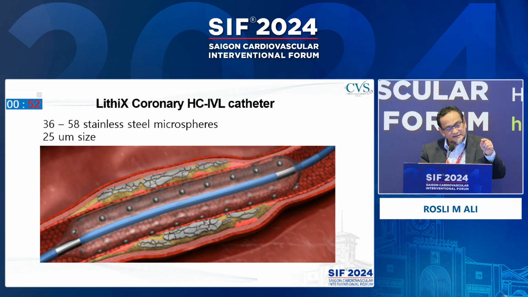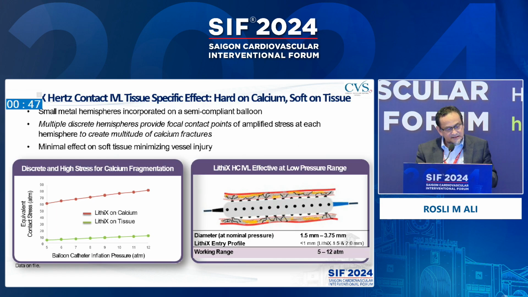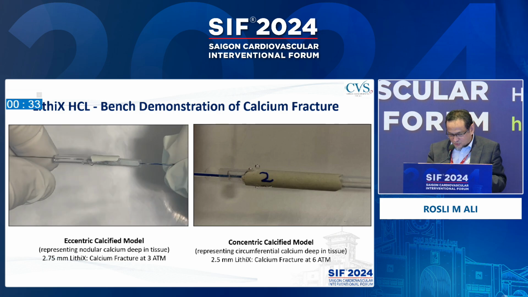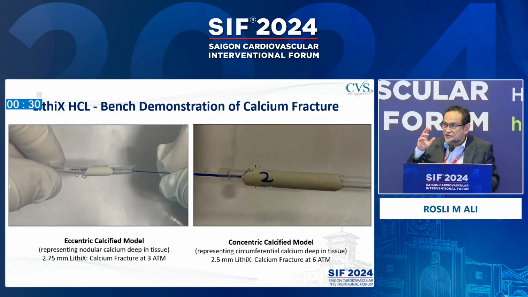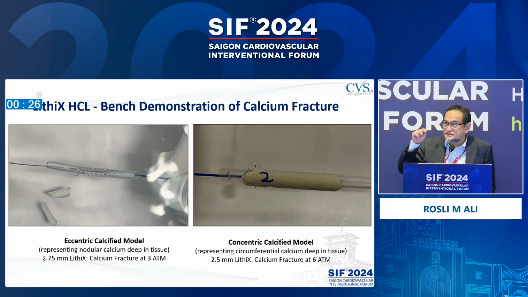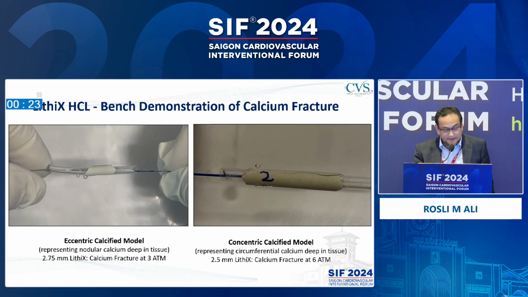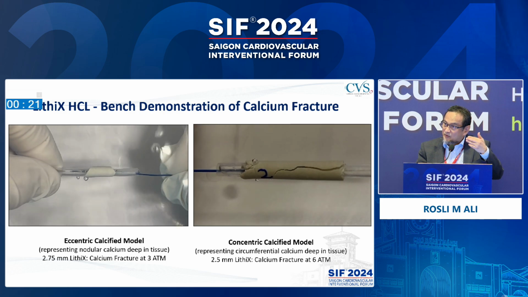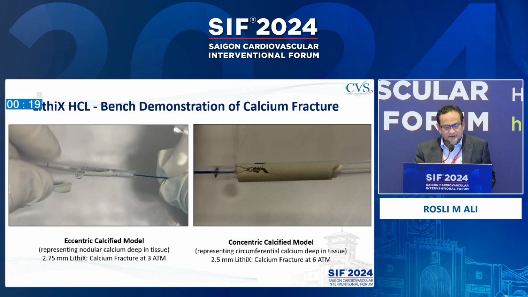This is what it looks like: small microspheres on the balloon catheter. At 5 atmospheres, there's nothing there, it's just inflation of the balloon. Higher inflation is equivalent to about 60 atmospheres, and at 12 it is equivalent to about 80 atmospheres. And it doesn't do much to the soft tissue. This has been shown to be useful for nodular, eccentric, and concentric calcification. The first-in-man study shows that the fracture of the calcium is quite deep, and the expansion of the stent was a bit more than 90%, which is very difficult to achieve.